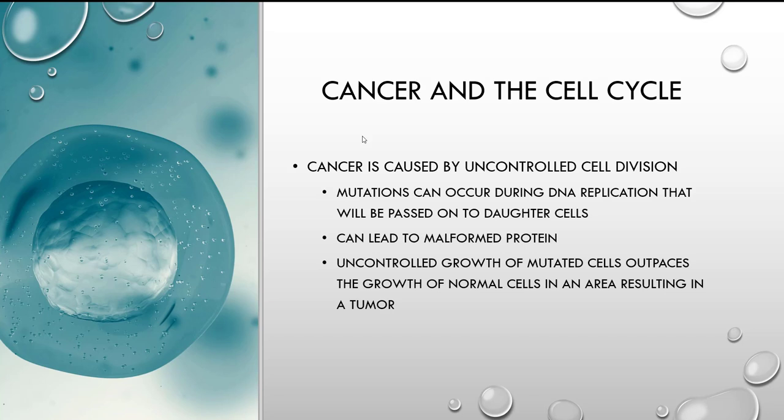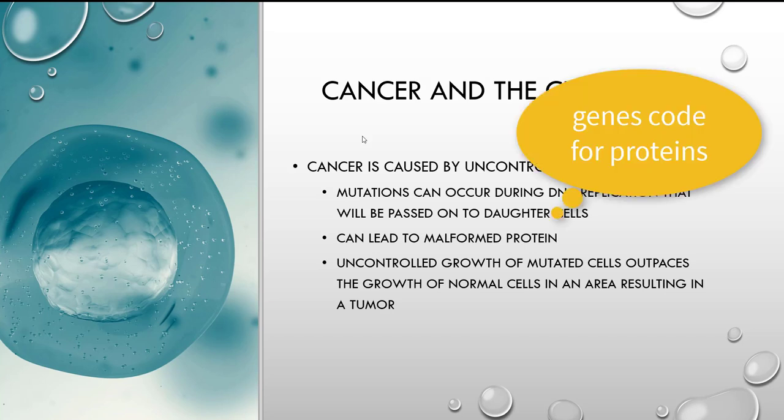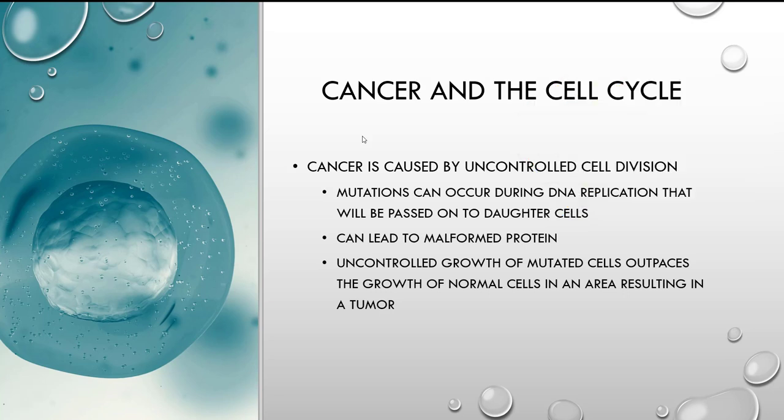So there is a chance that there will be an error, and that during the G2 checkpoint, the error will go unnoticed. If it goes unnoticed, it can end up staying, and when mitosis takes place, that error will be passed to the daughter cells. And what do genes do? They code for proteins. So that gene can code for a malformed protein.